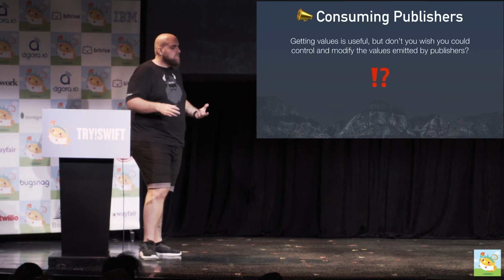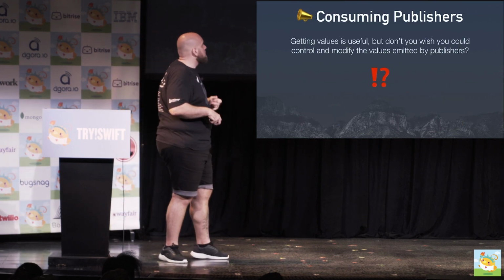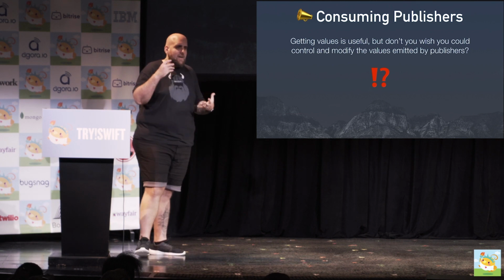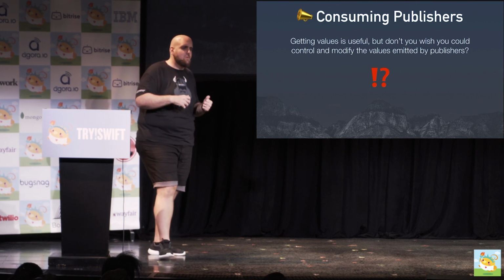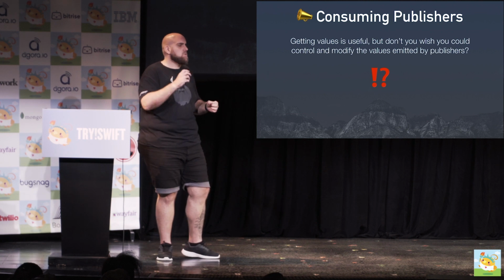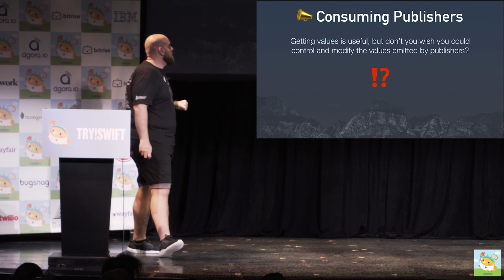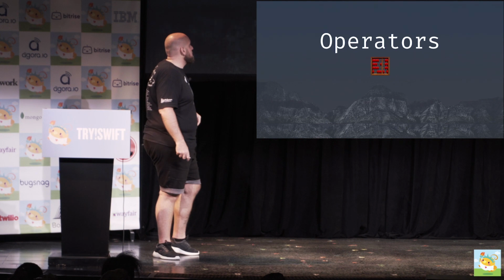So okay, now I have these values, and I have ways to get them, which is really useful. But sometimes the values you get from publishers aren't the values you actually want to use. You want to manipulate them. You want to change the values so you can do different things with them. And in Combine, you use something called operators to do just that.